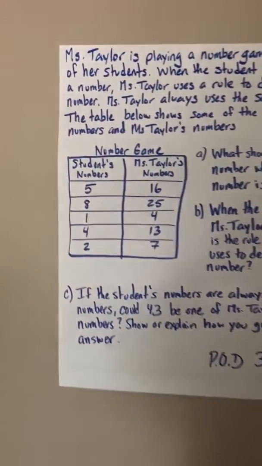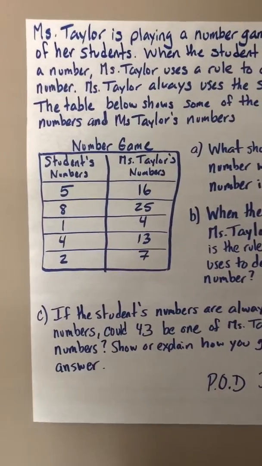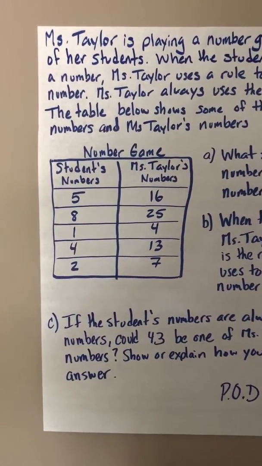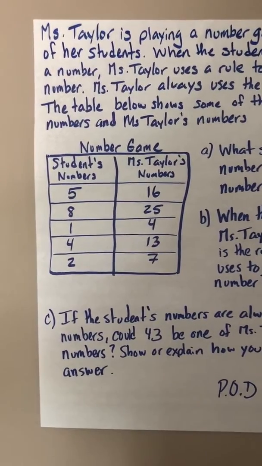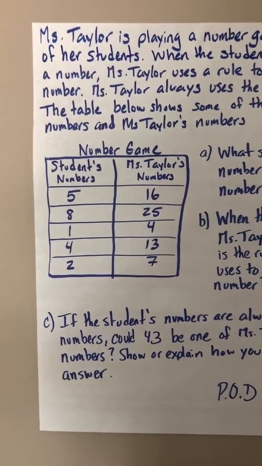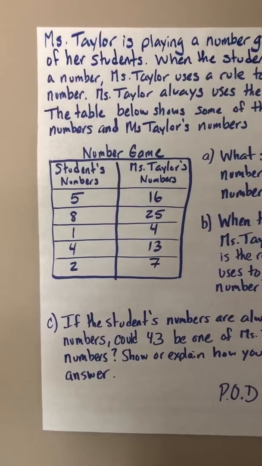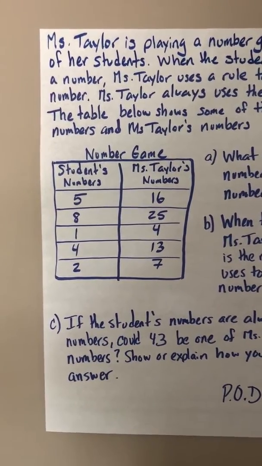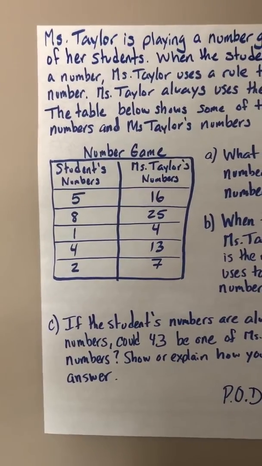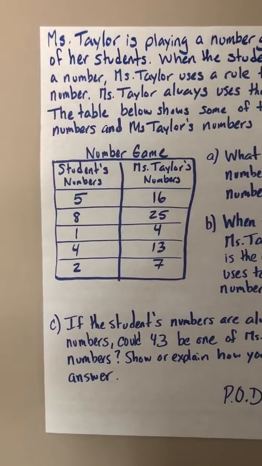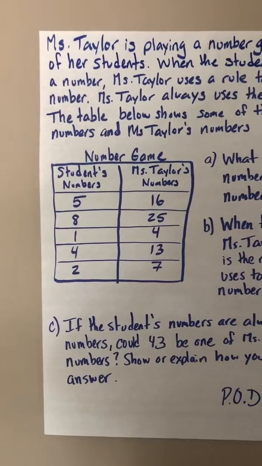So if we look at the table, we have the student numbers on the left, Miss Taylor's numbers on the right. When the student number is 5, Miss Taylor's number is 16. When the student's number is 8, Miss Taylor's number is 25. When the student's number is 1, Miss Taylor's number is 4. When the student's number is 4, Miss Taylor's number is 13. And when the student's number is 2, Miss Taylor's number is 7.